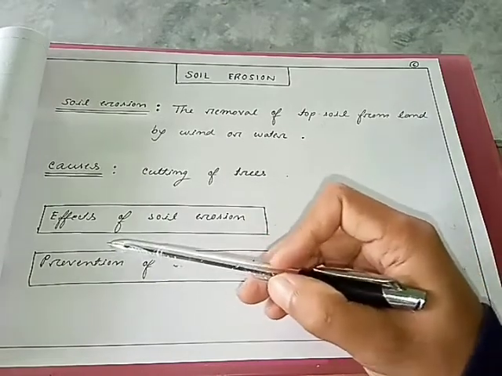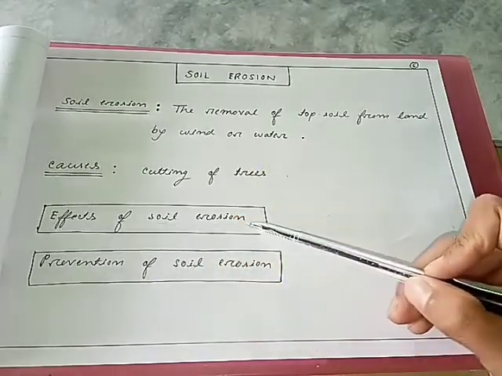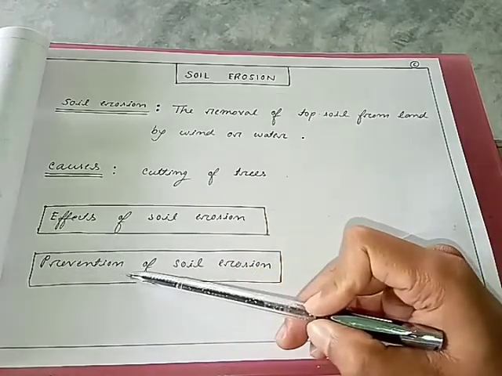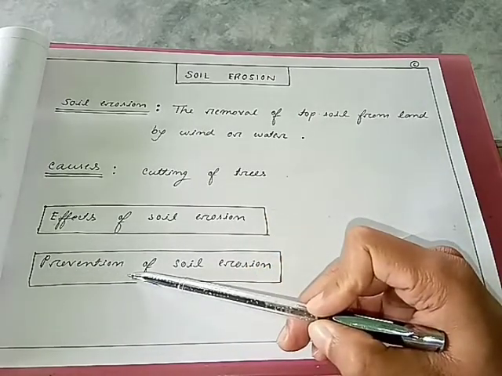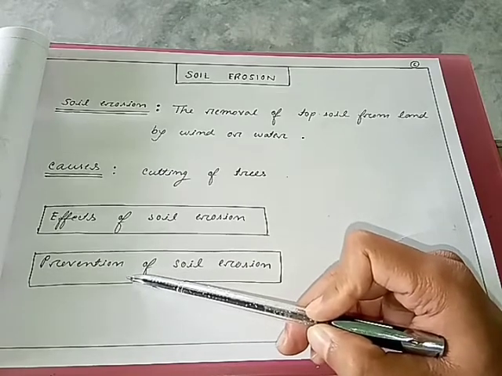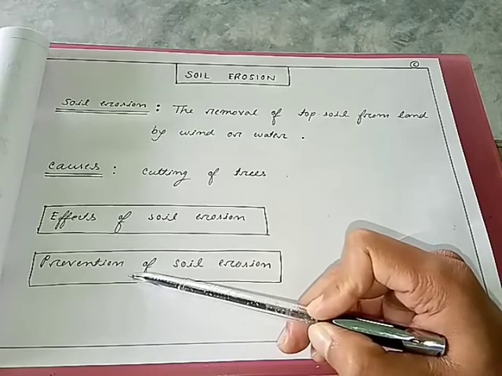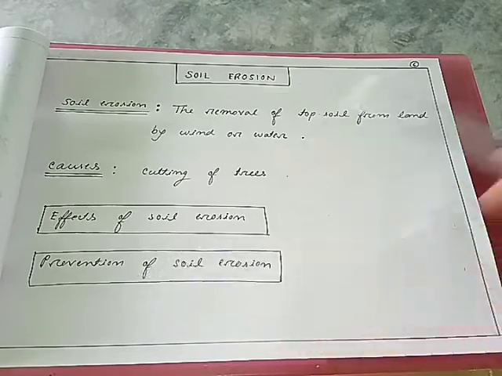Now, in your books, the effects of soil erosion are given and how to prevent soil erosion. You have to study from the book, okay? And if you get any confusion there, you have to ask me, okay?